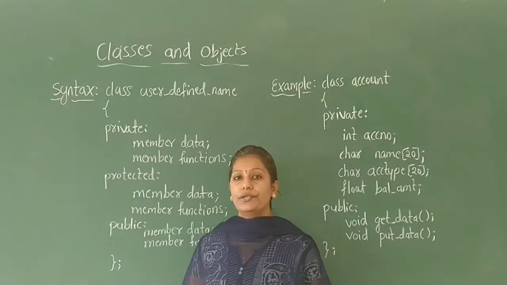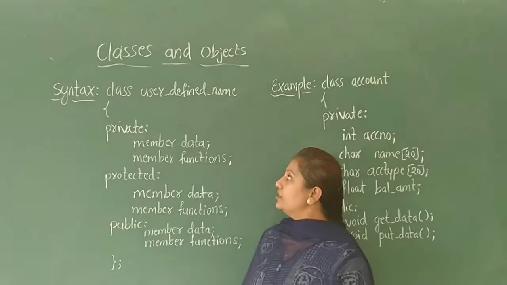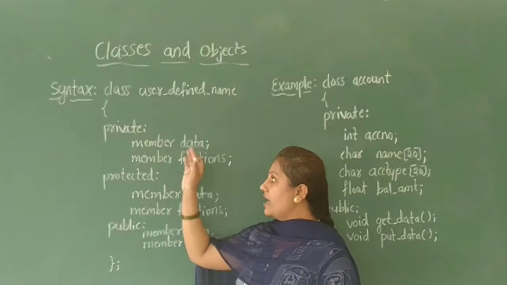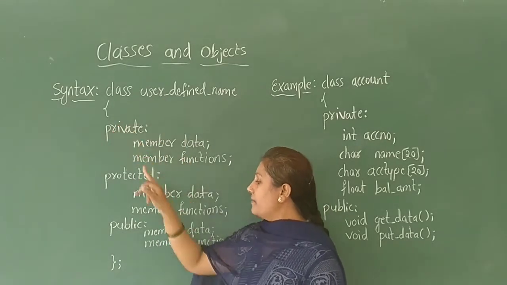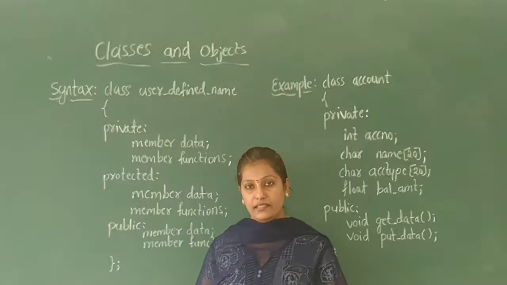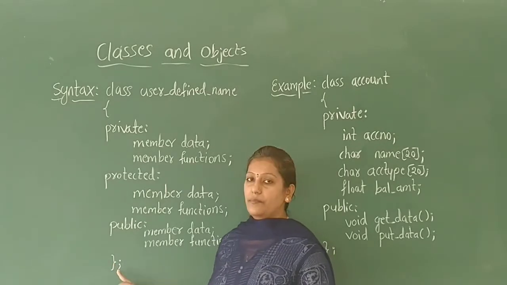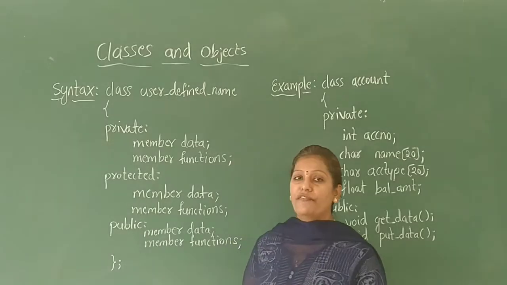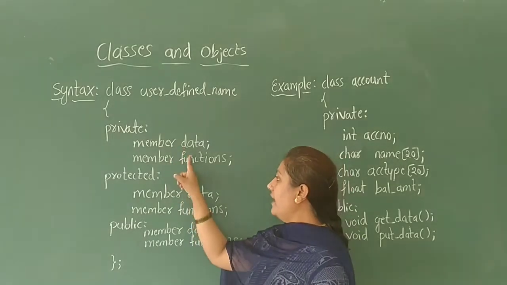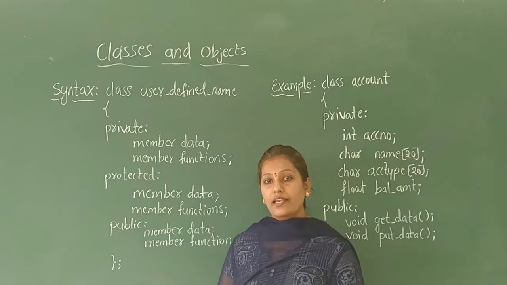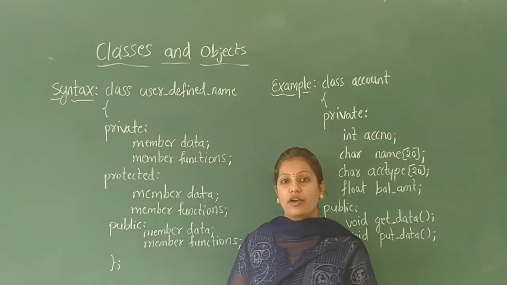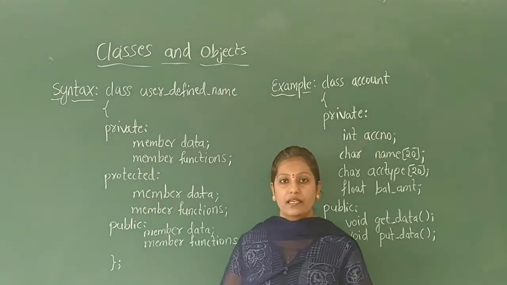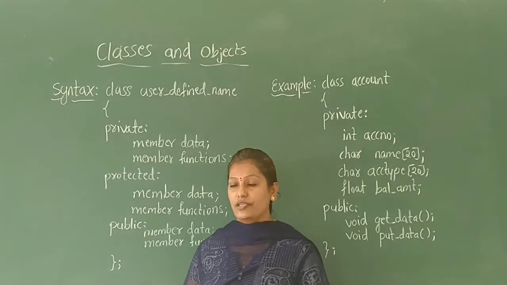Class is a keyword used to create a class. User defined name is the name of the class. The class body is enclosed by a pair of flower brackets with a terminator semicolon. The class body contains declaration of its members, both data and functions. There are three types of declaration of members: private, protected, public. These are discussed in the following section.